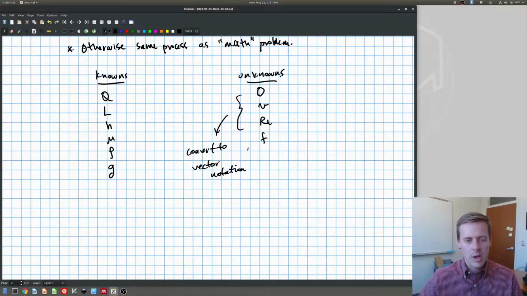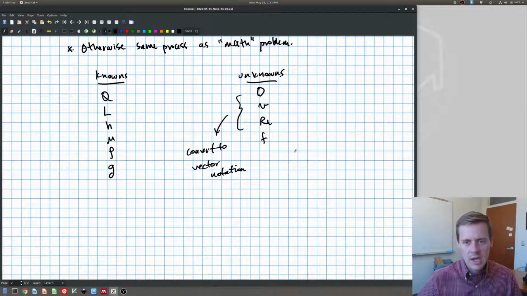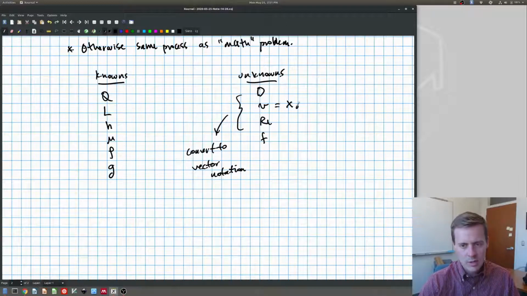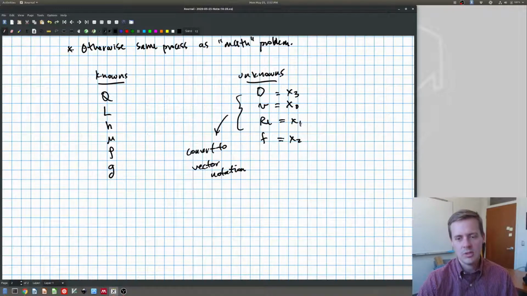Okay, and so what we're going to do is rewrite the equations that we had above, and make these different variables in our vector notation. To be consistent with my notes, I'm going to call this one x0. The Reynolds number I'm going to call x1. The friction factor I'm going to call x2. And then the diameter I'm going to call x3. Sorry that's not in order, but this will help me double check my notes so I don't make a mistake later on.